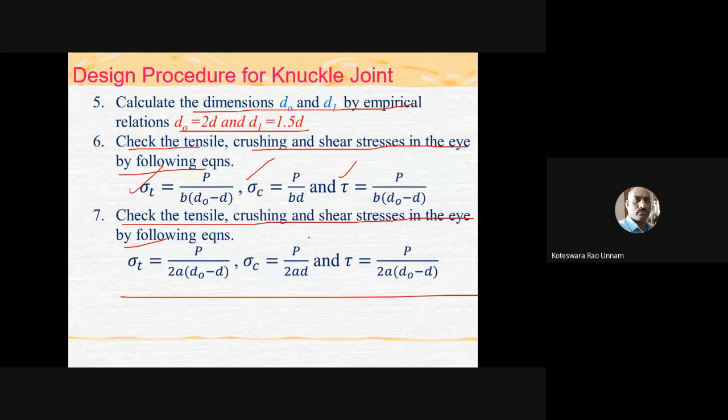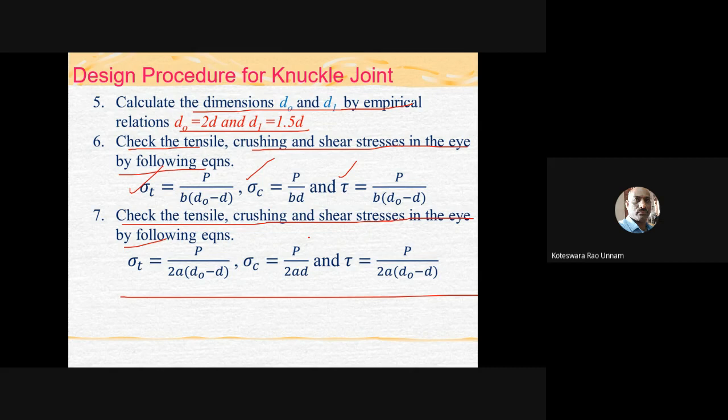So that means first, like I already told, if you pick the values from the empirical relations, then you need to check the individual stresses, whether they are within the limit or not. If they are within the limit, then whatever values you have picked using empirical relations are correct, and you can say that your design is safe.